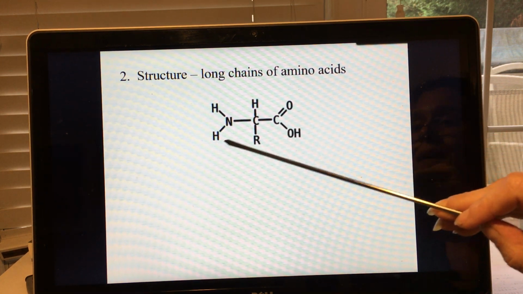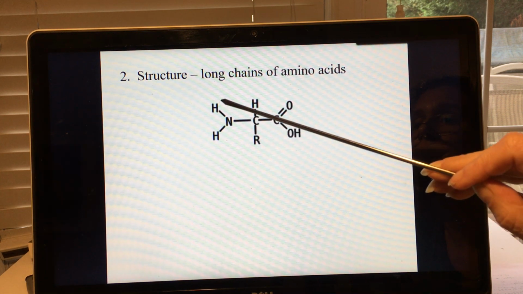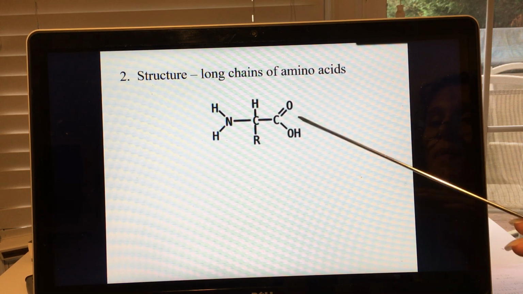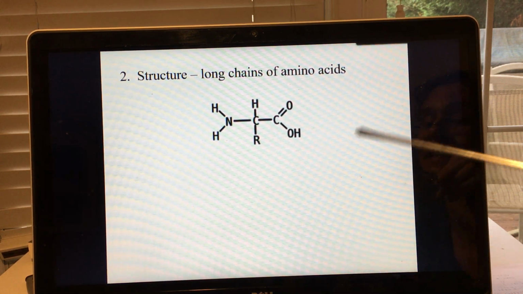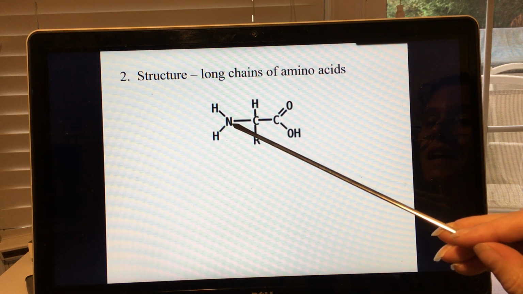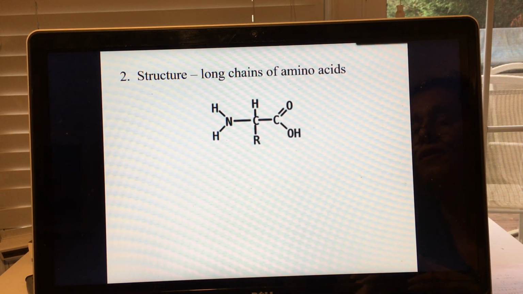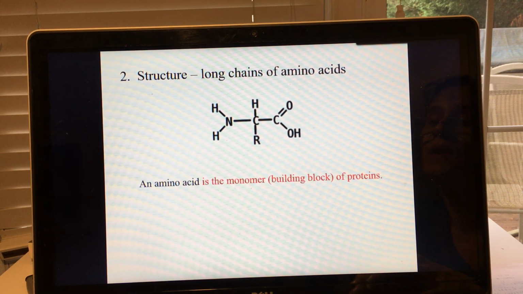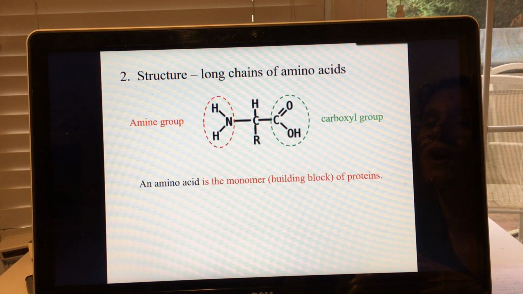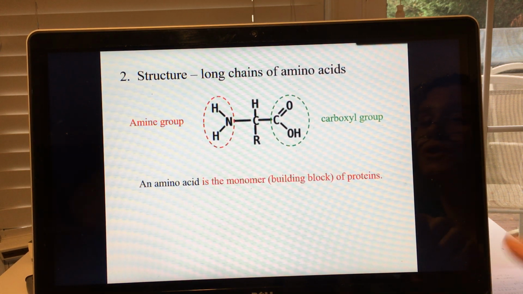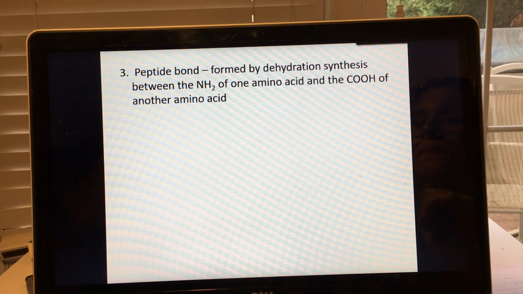And then we have the amino group, the nitrogen bonded with the two hydrogens. So lots of molecules that we've been studying have a carboxyl group. What is unique to the amino acids, and therefore the proteins, is this nitrogen bonded to two hydrogens, this NH2. So that's what you're going to look for. So an amino acid is the monomer or building block of proteins. This is our amine group. That's the carboxyl group. Like we just said, make sure you know those for tests and quizzes.